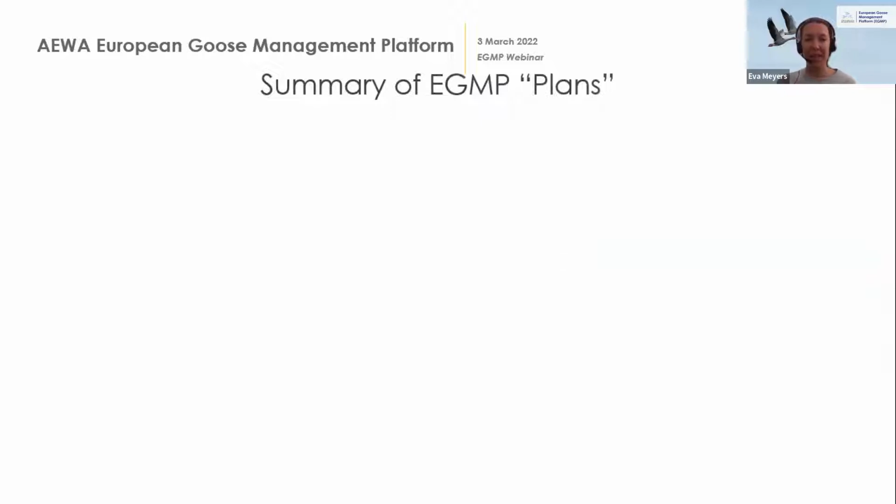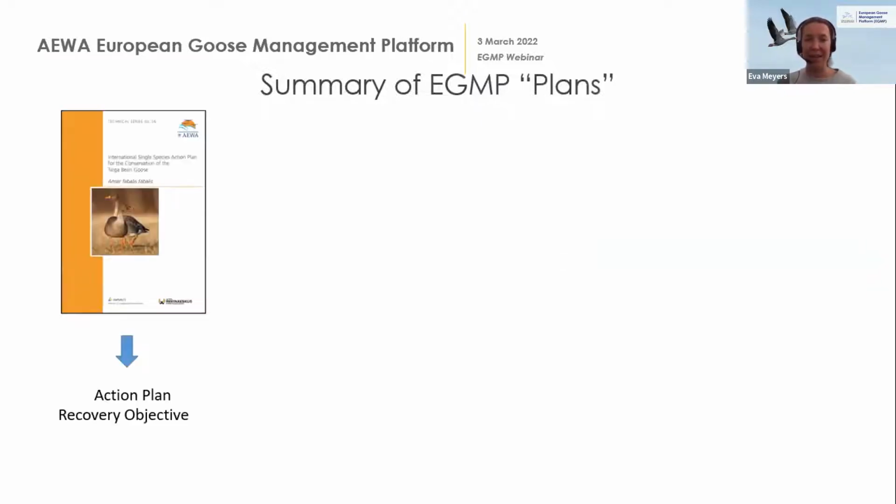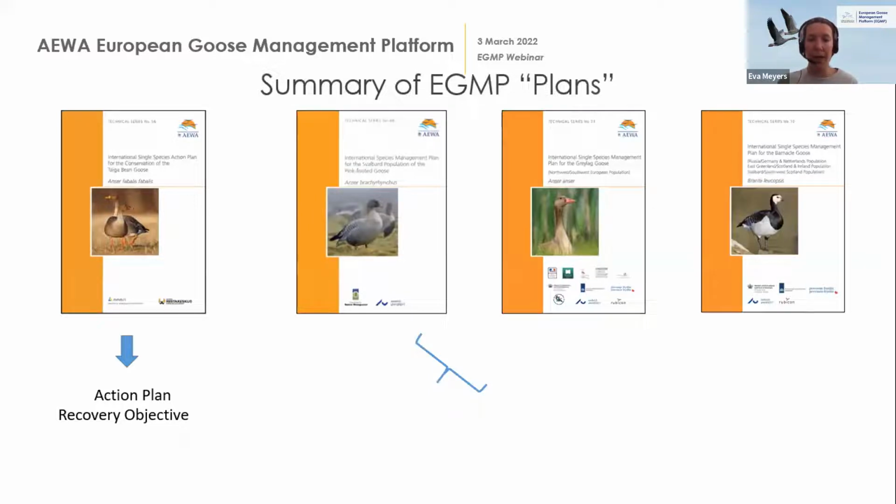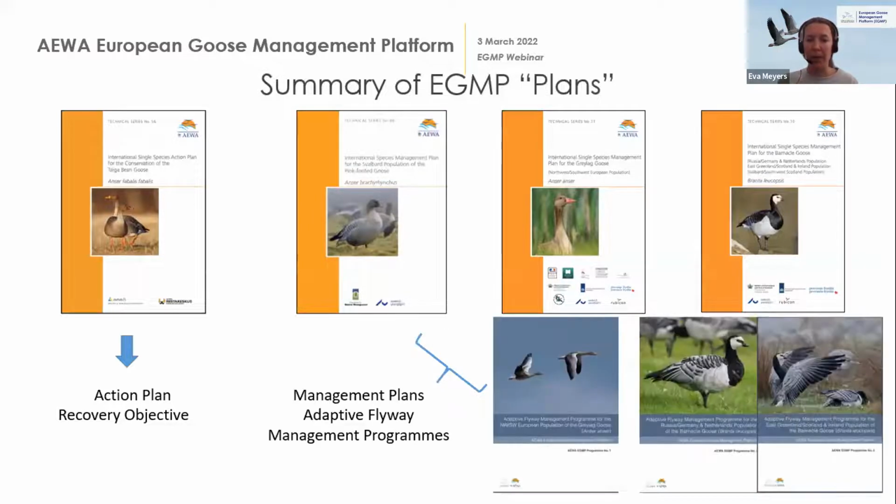So in summary, the essence and the core implementation work of the EGMP would be the implementation of the action plan with a recovery objective of the tiger bean goose, and then the 3 management plans, pink-footed goose, grey-lag goose, and barnacle goose, as well as the adaptive flyway management programs, which sit underneath the grey-lag goose and the barnacle goose plans.